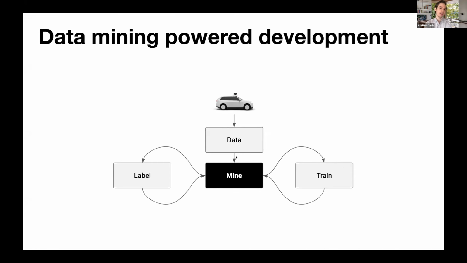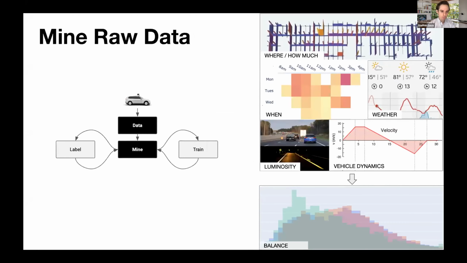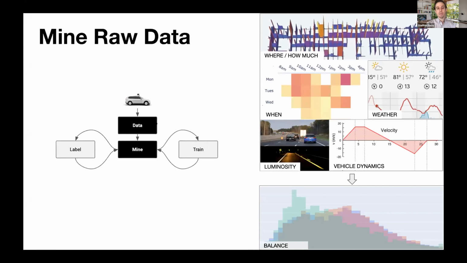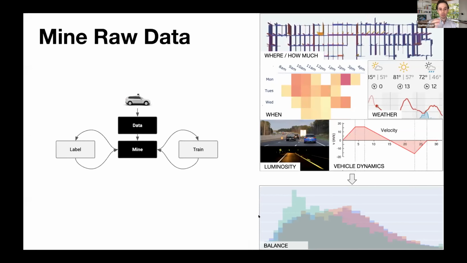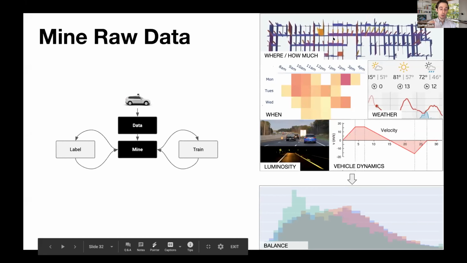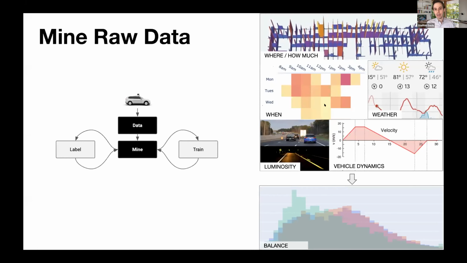So let's look at each one of those steps individually. So starting with raw data when it's collected, and this can be before a model has even been trained, you can start with mining where and how much the SDV drove, when the car drove, under what meteorological conditions it drove, for example. And then those values can be balanced to create a prioritized labeling queue. Like, for example, you don't want to label the same piece of road over and over again, or the same time of day over and over again. You really do want to balance that labeling queue to get good representation.